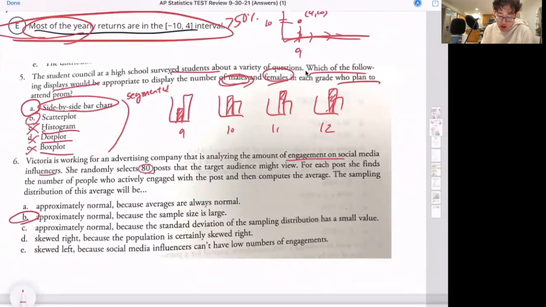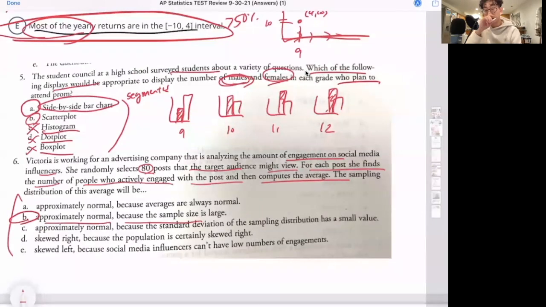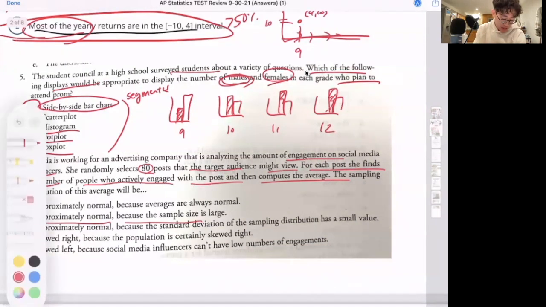She randomly selects 80 posts that the target audience might view. For each post, she finds the number of people who actively engage with the post, then computes the average. The sampling distribution of this average will be approximately normal because the sample size is large. Now, again, these are just going over the answer choices. There's no math involved. You just have to painstakingly read all this and pick out the one that makes the most sense to you.